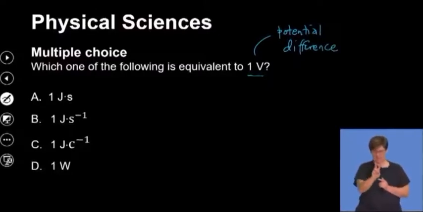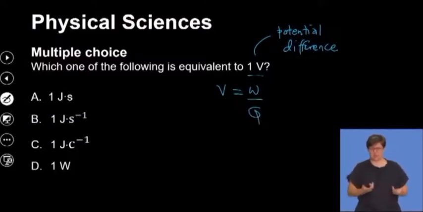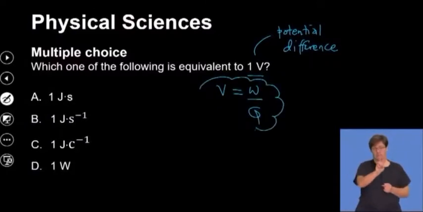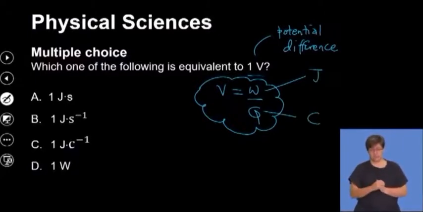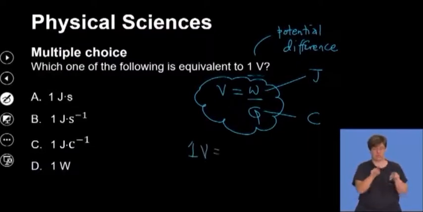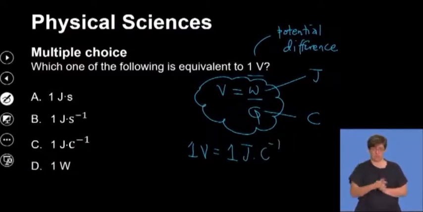And what do we know? We know that V is equal to W over Q. So what are we saying? We are saying that voltage across a device is the work done per coulomb of charge. So the work is measured in terms of energy in joules, while charge is in coulombs. So we can immediately say that a volt is equal to 1 joule per coulomb of charge. So we are able to immediately identify the correct option.